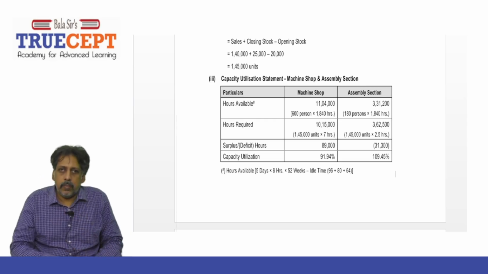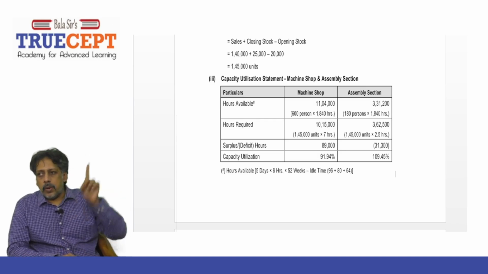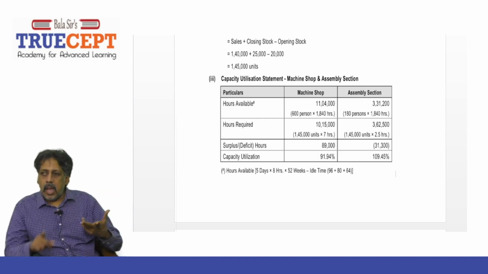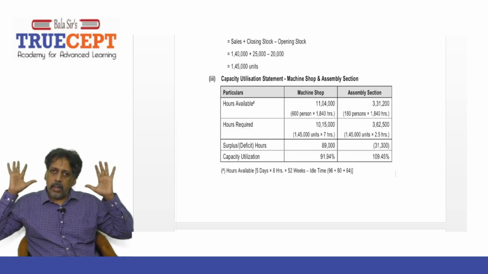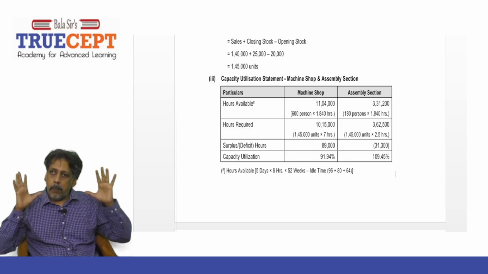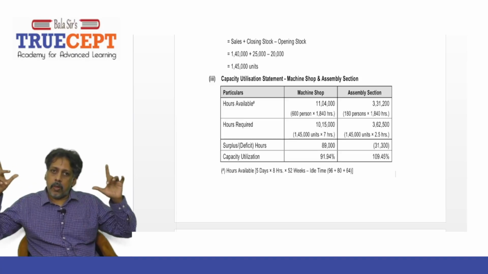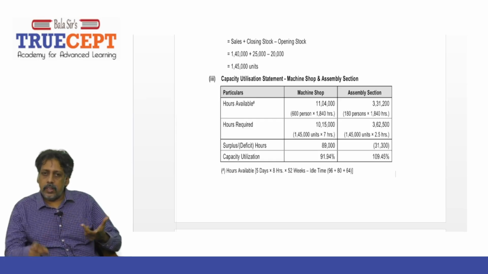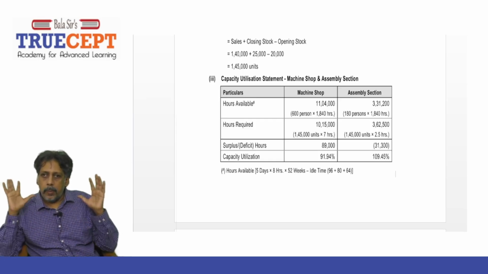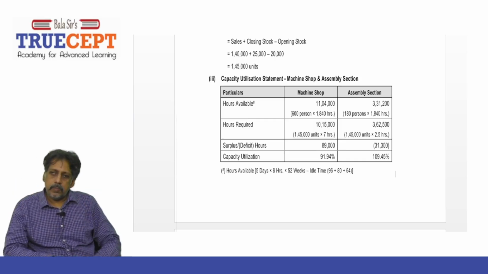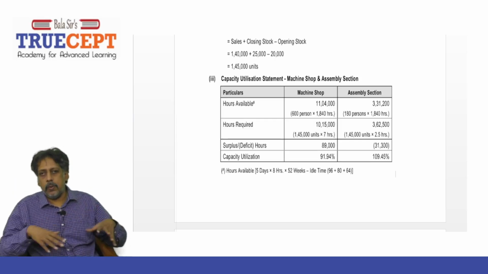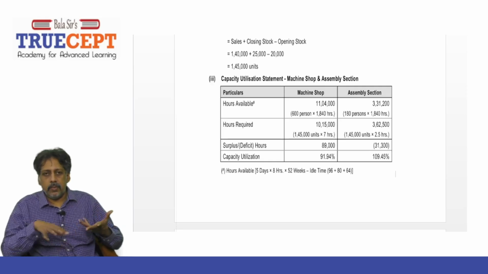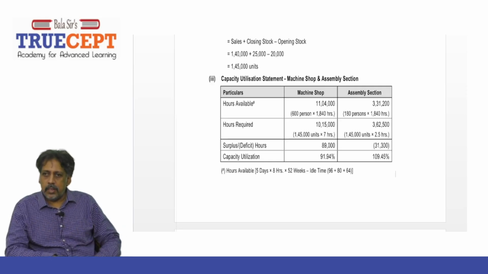Till that it's fine. Now you might wonder, sir, department 1 is okay. 11,04,000 hours are available. The employees can work up to 11,04,000 hours, but we need only 10,15,000 hours. And there are some surplus hours available where people can have some extra time. Okay, they can gossip.